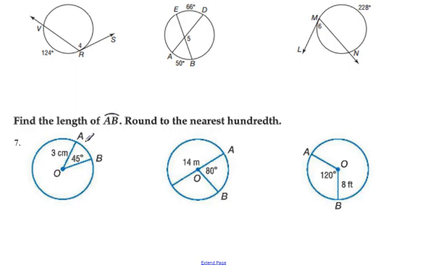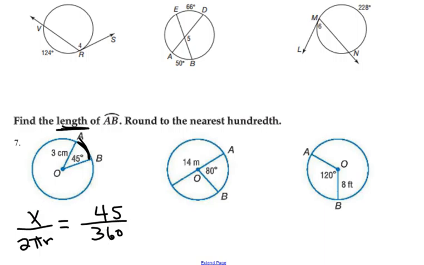Find the length of arc AB. Arc length is a direct proportion. You take the length of the whole circle, 2 pi r, and the degree measures of the whole circle, 360. Those are on the denominator. Then you take the arc measure that represents AB. Measure is in terms of degrees, so 45, and x is what you're looking for. We also know the radius of this circle is 3, so this 2 pi r becomes 2 times the radius, which is 3, so 6 pi.